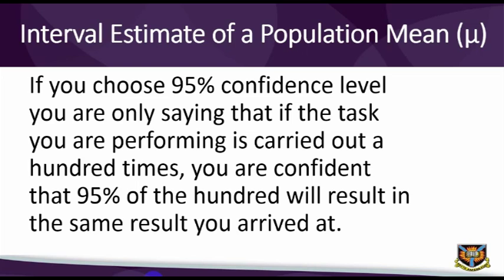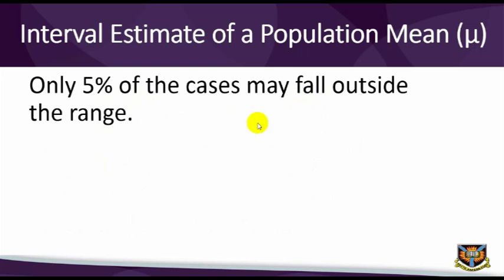If you choose 95% confidence level, you are only saying that if the task you are performing is carried out 100 times, you are confident that 95% of the 100 will result in the same result you arrived at. Only 5% of the cases may fall outside the range. So, if you choose a 99% confidence level, you are setting a higher accuracy level for yourself. You should also ask yourself, can I achieve this accuracy level? That was just by the way.